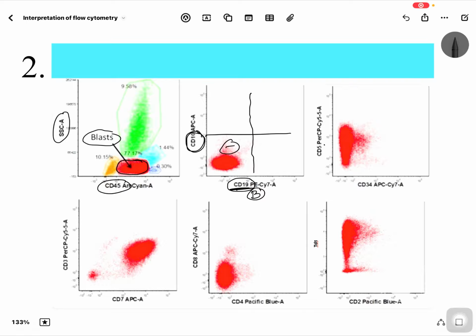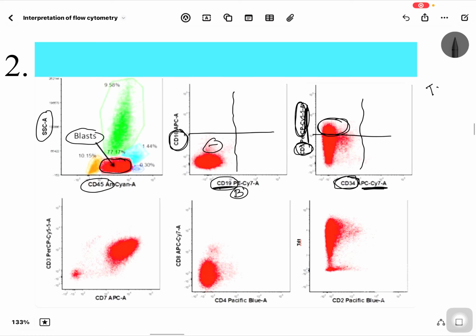Okay, now moving on to the next, that is CD5 and CD34. Do not check what is written next because this is PerCP. These are all the dyes. We are only concerned with the marker, that is the CD, whatever is written in the initial part. The rest is just the name of the fluorescence that has been used. If we draw an imaginary line, what do we see? We see a population of CD5. CD5 is a T cell marker.